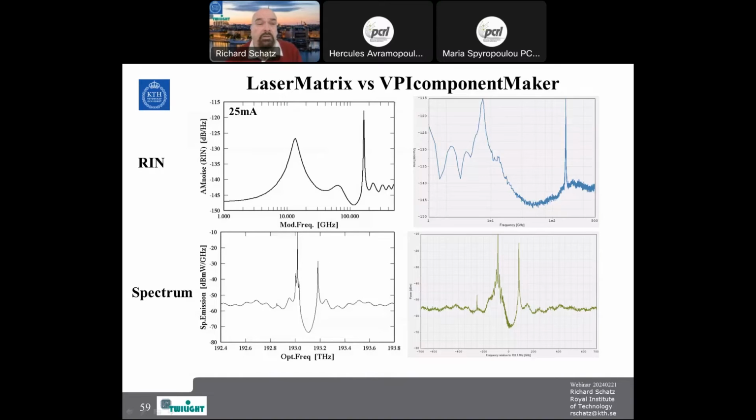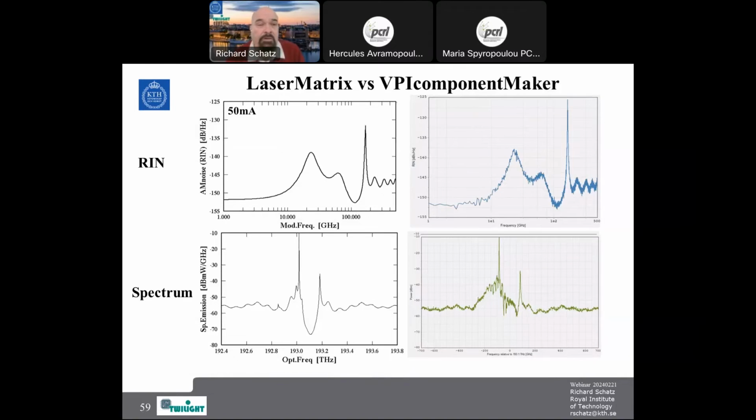So we can look here at the relative intensity noise. Here on the left side we have LaserMatrix. On the right side we have VPI Component Maker. Close to threshold there is quite a large difference between the models, mainly because then VPI gives a lot of noise at low bias. But if we increase the current, we get results that are very close.